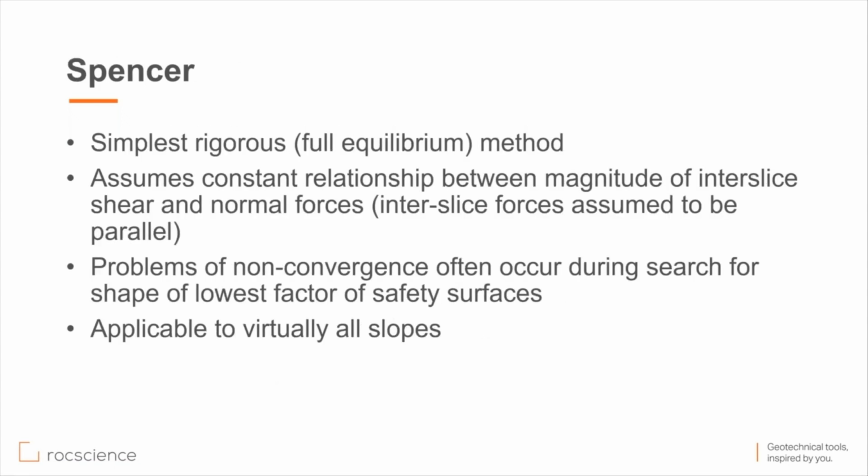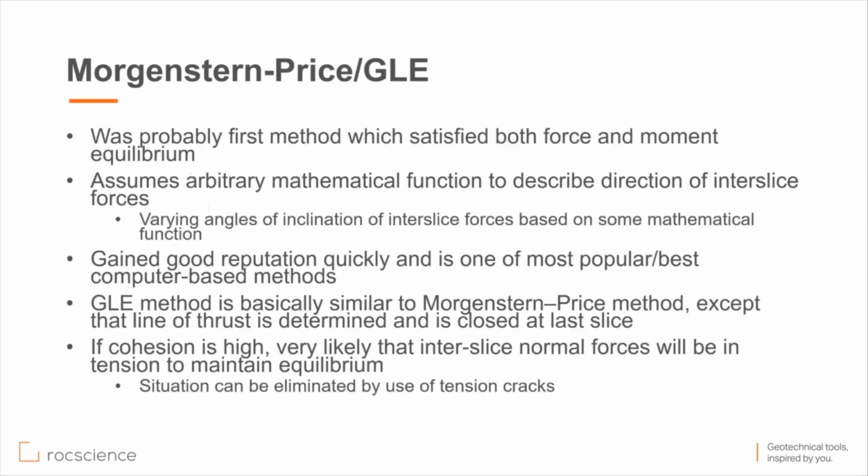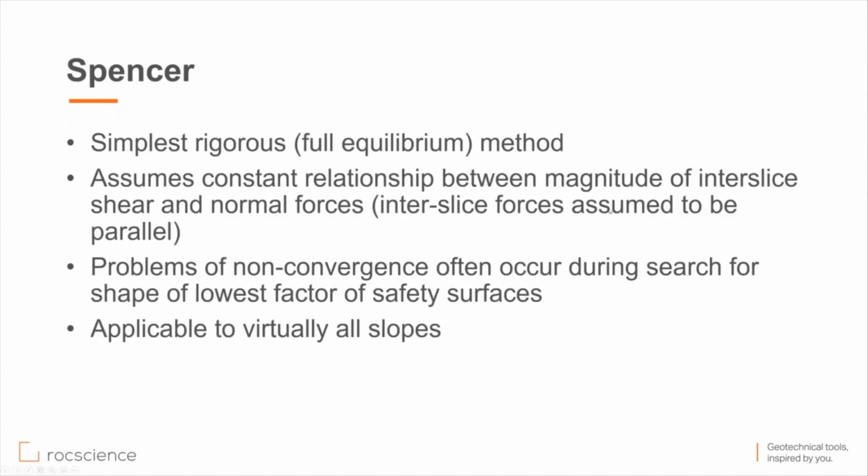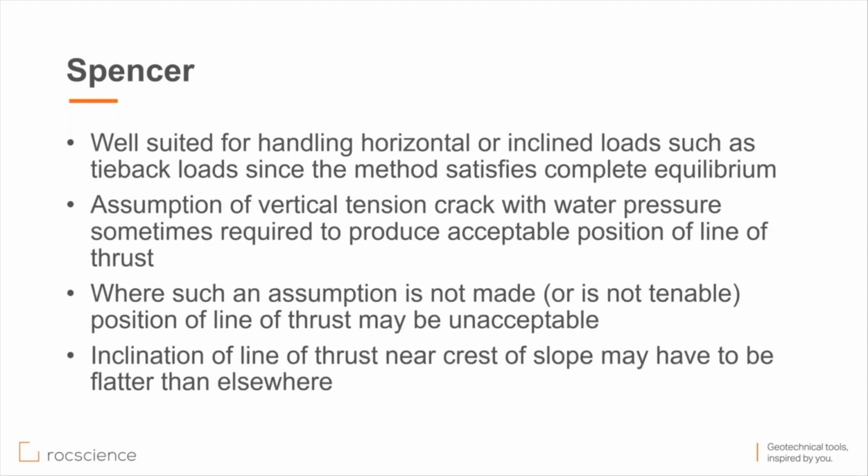Then there is the Spencer method. Of the rigorous methods, it is the most simple. So it satisfies all static equilibrium conditions. Unlike Morgenstern-Price, which used some mathematical relationship to represent the direction of the interslice forces, the Spencer method assumes a constant interslice force direction for all the slices. It also runs into convergence problems as it searches for the lowest factor of safety surface, but it can be applied to virtually all slopes.